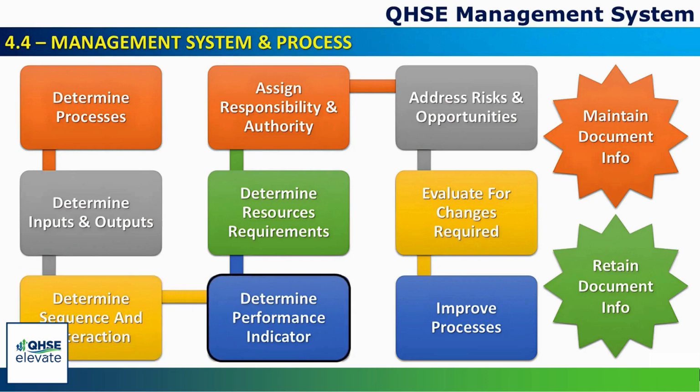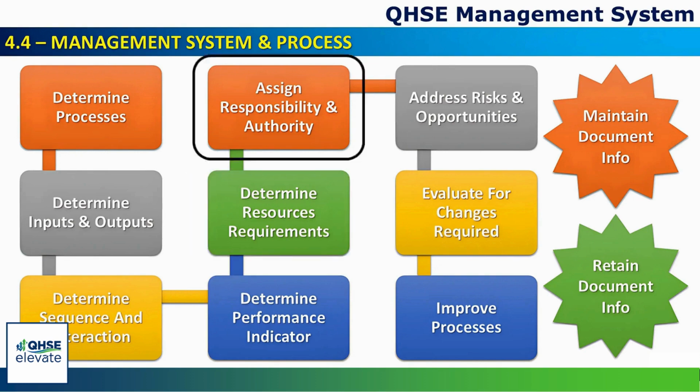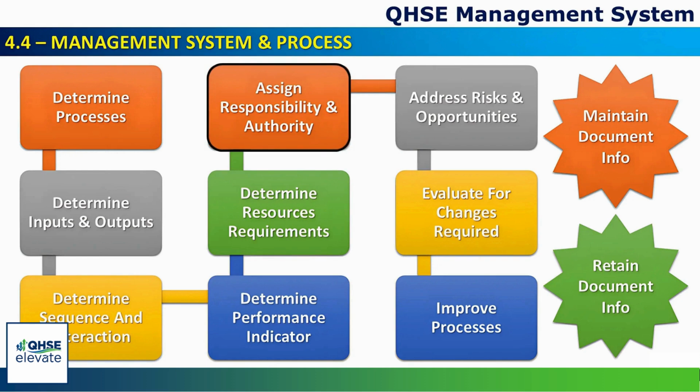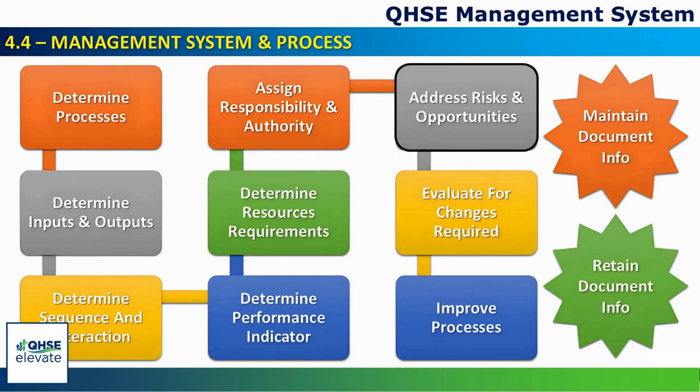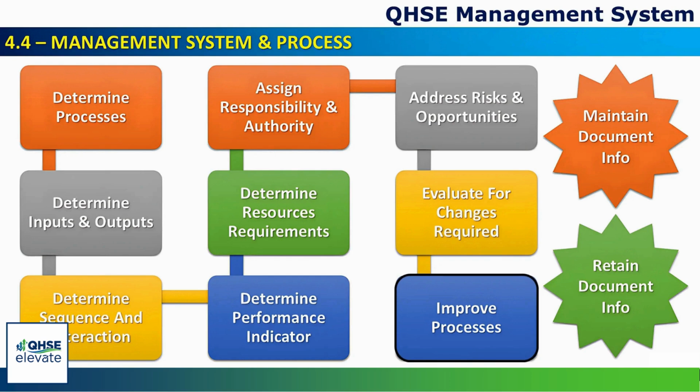Determine appropriate process performance indicators to decide whether the process is functioning well. Determine the resources required to execute the process. Determine responsibility and authority for the effectiveness of the process. Determine the risks and opportunities associated with the process. This will be explained in the presentation on Clause 6.1. Evaluate the changes, and in doing so, improve the process.